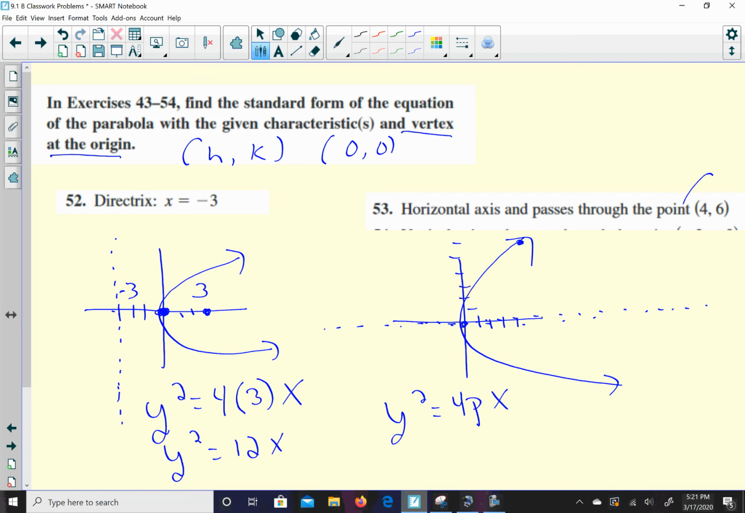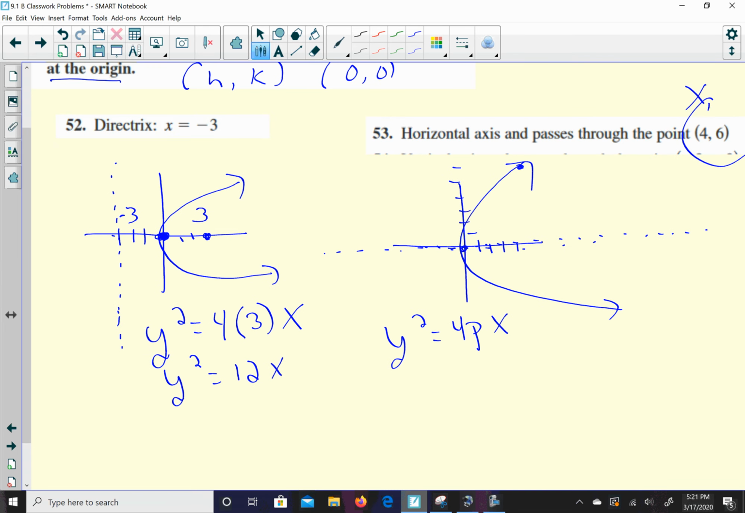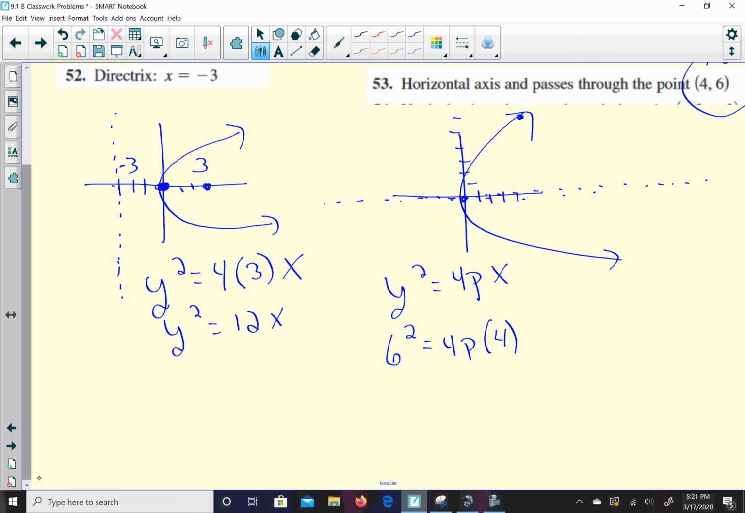I noticed that they give me the ordered pair 4, 6. And the reason why they give me that is because now I can substitute that in for my x and my y. Because right now I have 3 unknowns. They're giving me 2, so then I can find the third. So I'm going to write 6 squared, because that's my y, is equal to 4p, and then x is 4. So I'm going to have 36 is equal to 16p. p is equal to 9/4 when I divide both sides by 16.